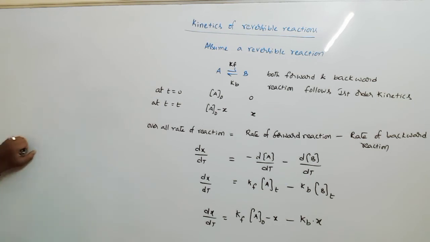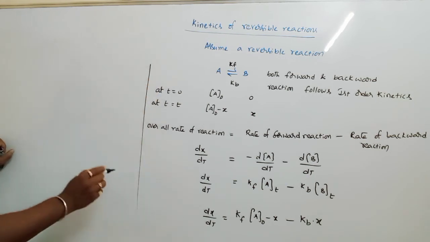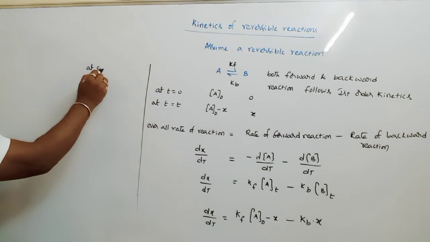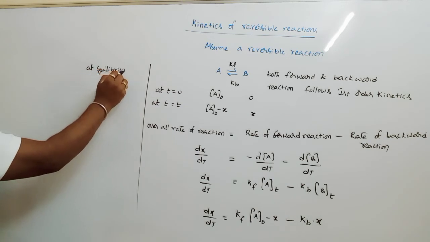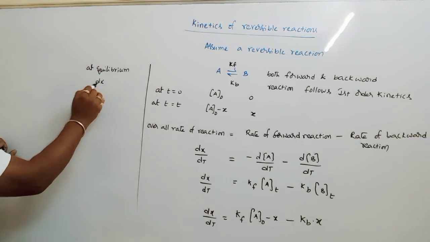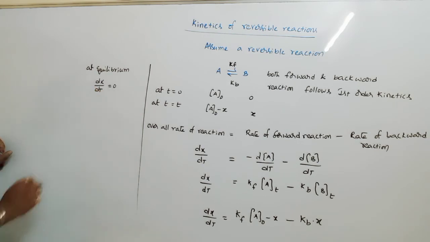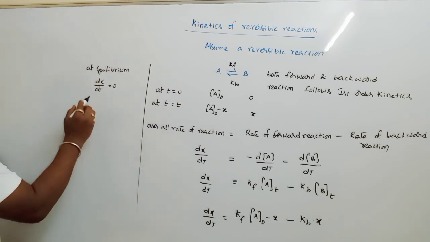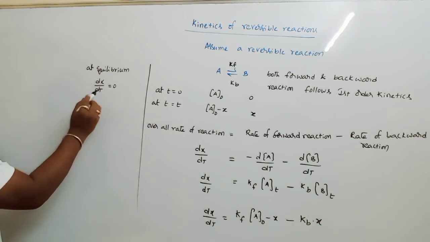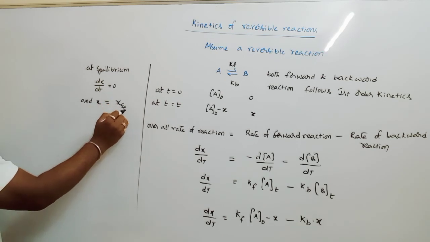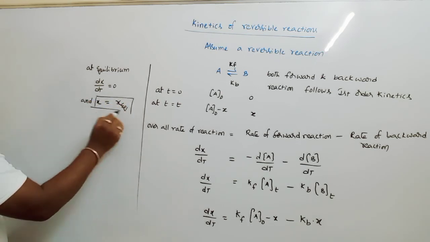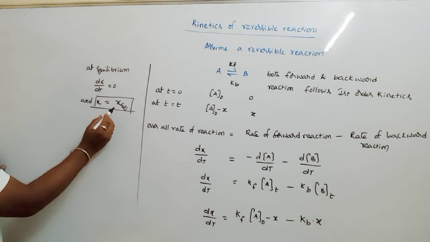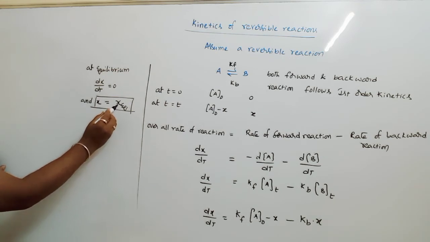Now, a very important point. If you want to find the equilibrium, at equilibrium dx by dt is 0. Why? The rate of forward reaction is equal to the rate of backward reaction. So dx by dt is equal to 0, and X can be replaced with Xeq, that is the equilibrium concentration.